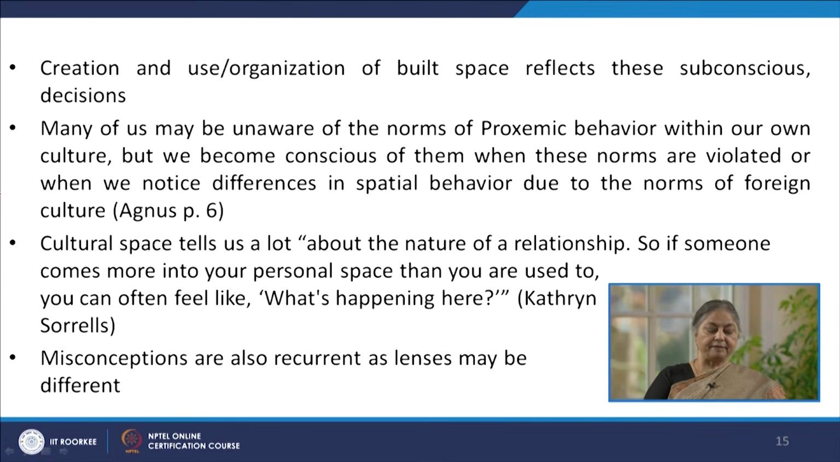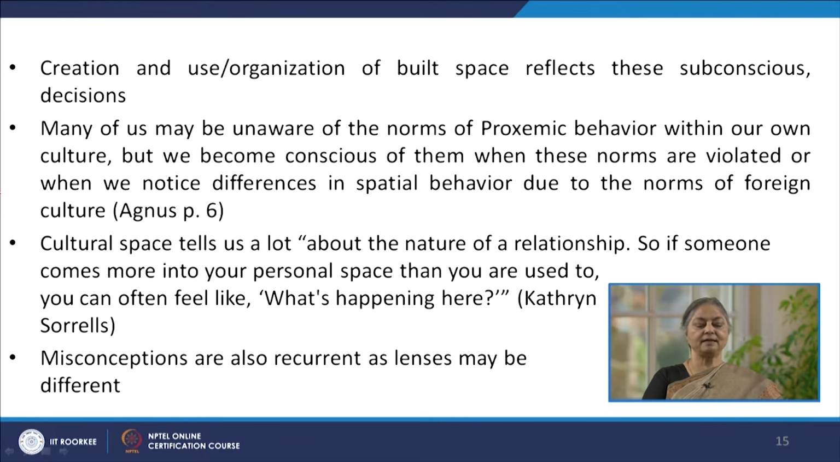Another aspect which is deeply related with our understanding of proxemics is how we create and use the built space around us, which is also a reflection of our subconscious understanding of proxemics. Many of us may not be aware that the norms of proxemic behavior govern our cultural understanding, but we become acutely conscious of these norms whenever there is a suggested violation or when we visit a foreign land where the arrangement of space is very different from what we had been used to perceive up till that point.